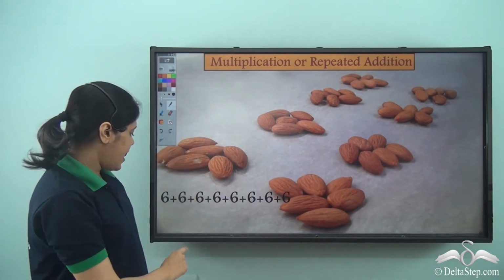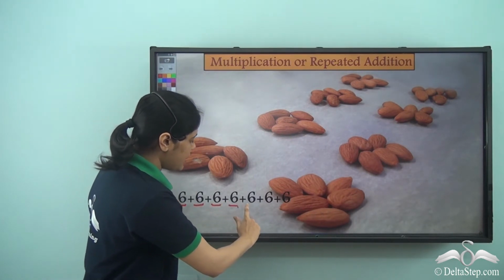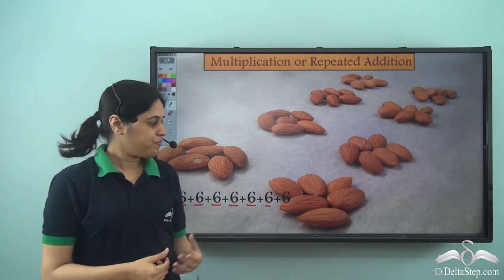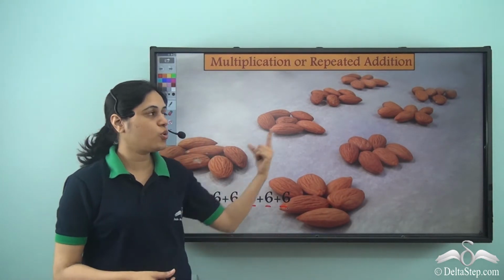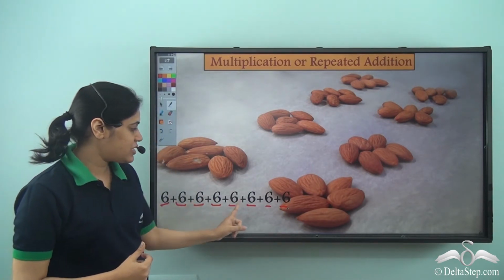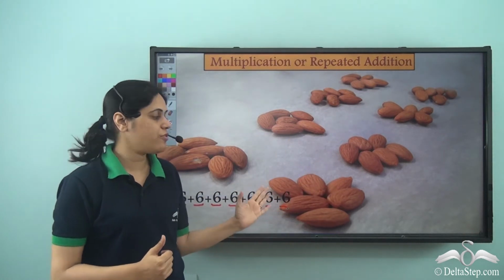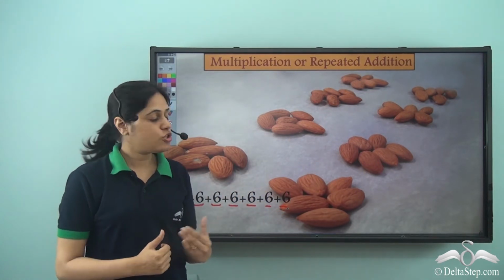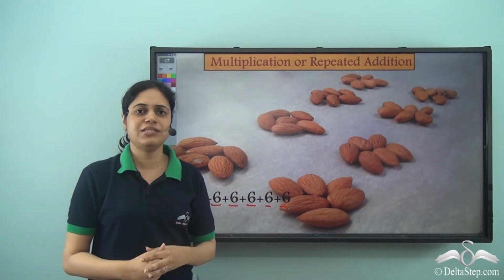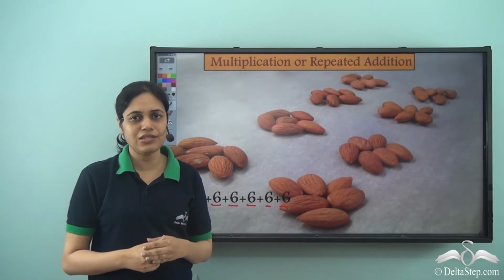So I have 6 plus 6 plus 6 plus 6 plus 6, that is 6 added 8 times. This will give me the total number of almonds that I have here. So now if you want to find this, will you go ahead and add 6 8 times? Wouldn't that be very difficult and very tedious?